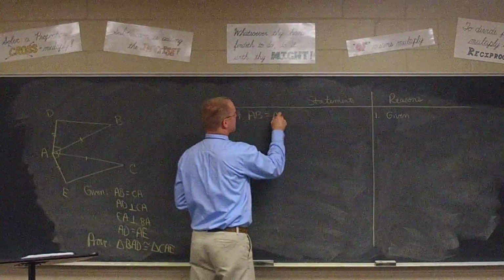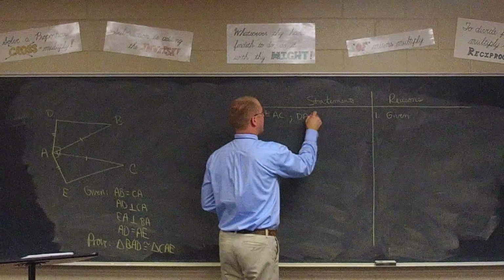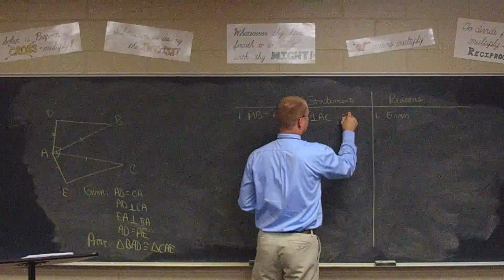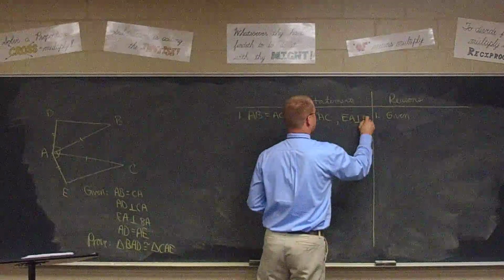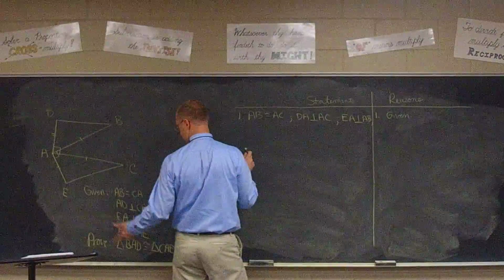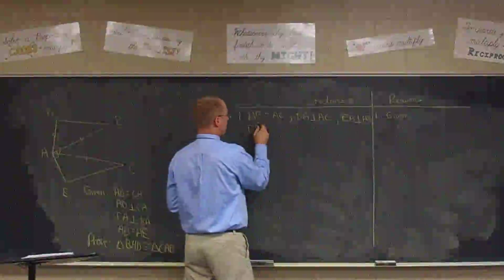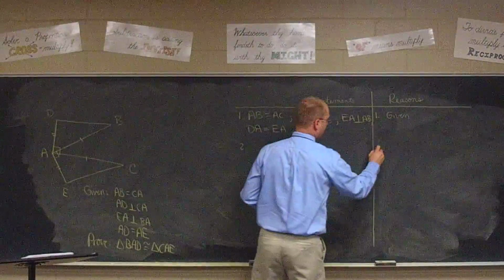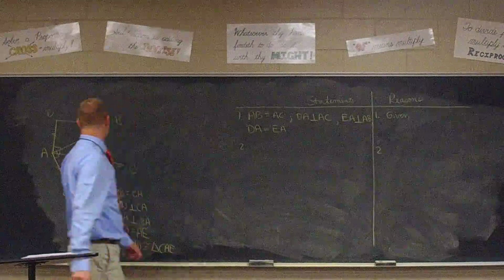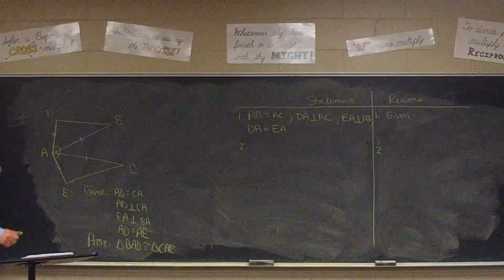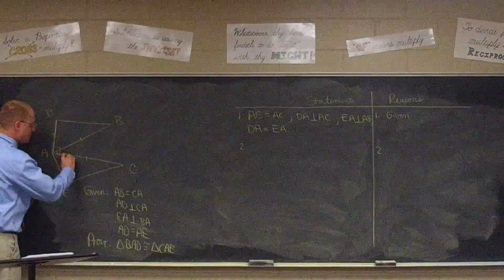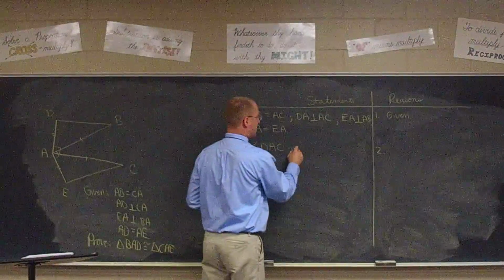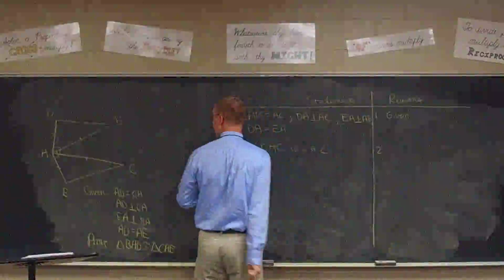All right. AB equals AC, DA perpendicular to AC, and EA perpendicular to AB. And these two perpendiculars, DA and EA, are equal. Perpendicular, what does it mean, class? Right angle. So that means that angle DAC must be a right angle.